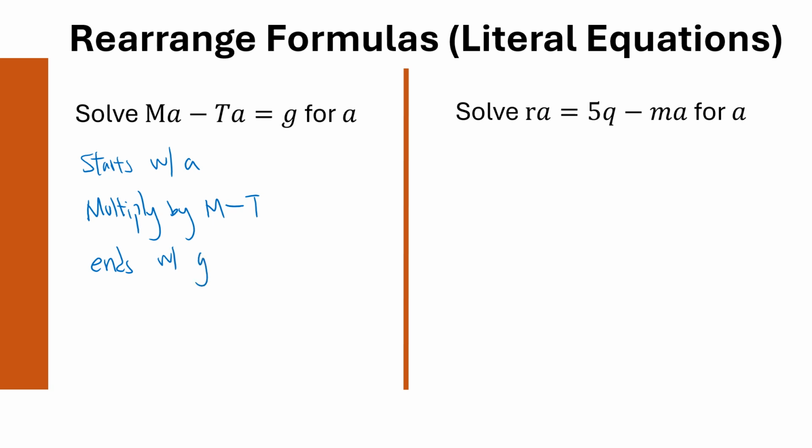So now you're going to go backwards and do everything the opposite. So we're starting with g. Instead of multiplying, we're dividing by m minus t, and then it ends with a.